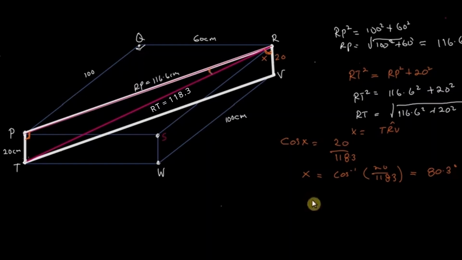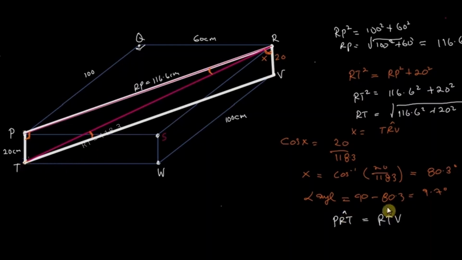So we can say that the angle through which this wire moved when it moved from P to T is equal to 90 minus 80.3, which is equal to 9.7 degrees. And this is also the same angle here. As you can see on this face, this would be the alternate angle to this one. So we could say that PRT is the same as RTV.